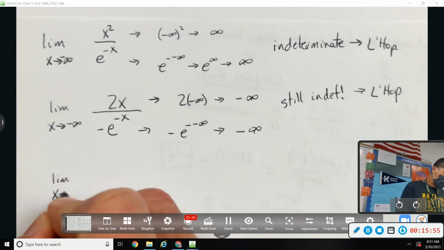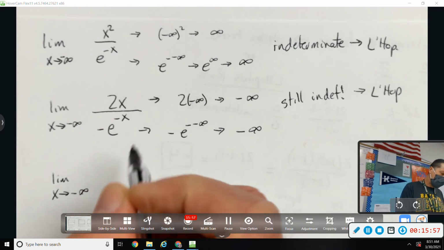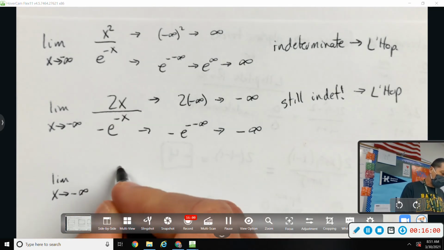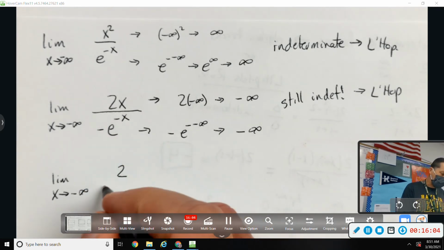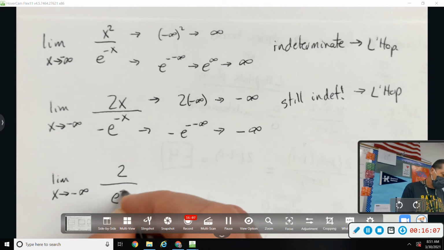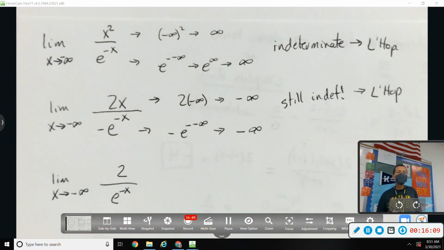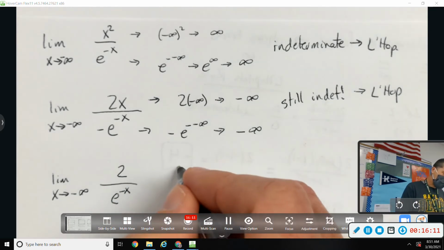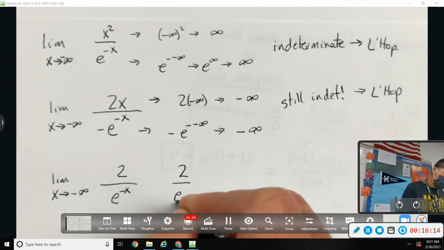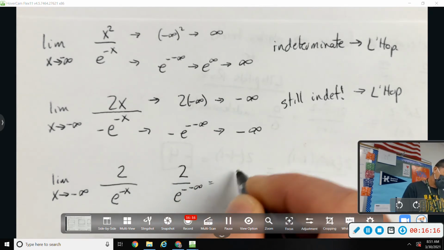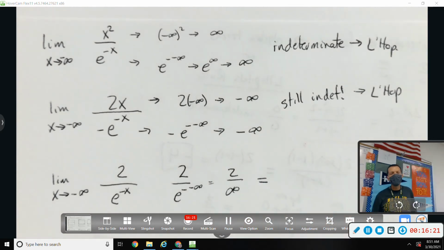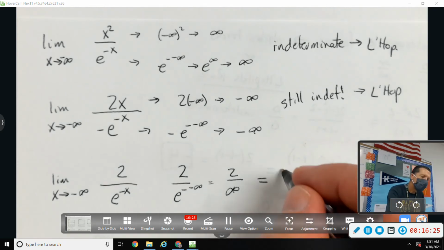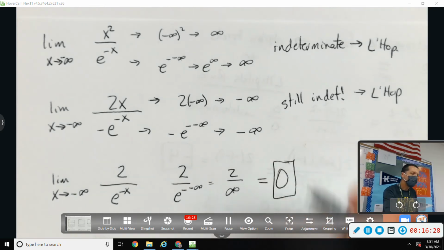Limit as x approaches negative infinity. Derivative of 2x would be 2. Okay, that's good news. So the top's not going to be 0, or not going to be infinity anymore. Over e to the negative x. So if I plug in infinity, I get 2 over infinity. But what's 2 divided by a really big number? 0. So my answer would be 0.